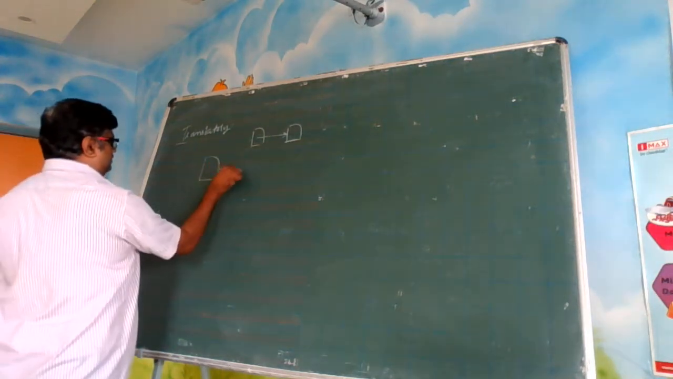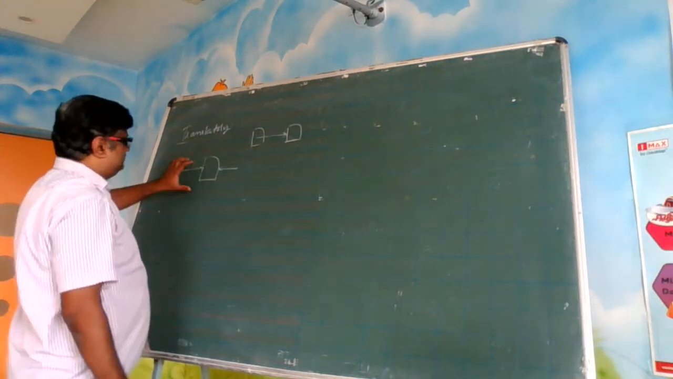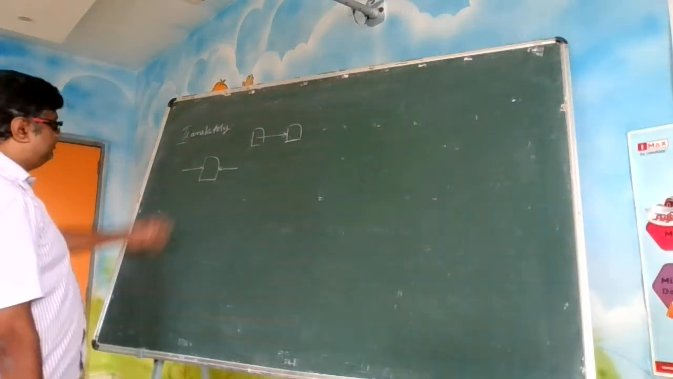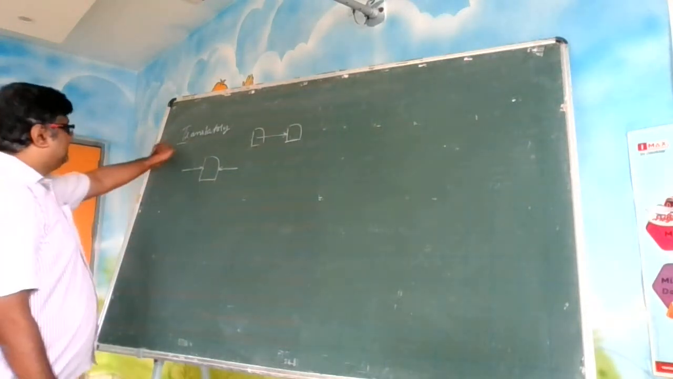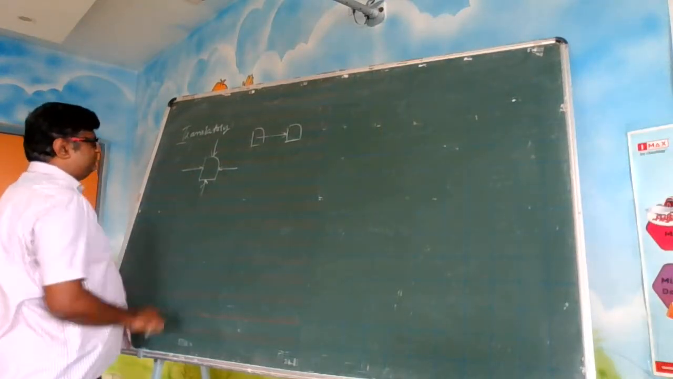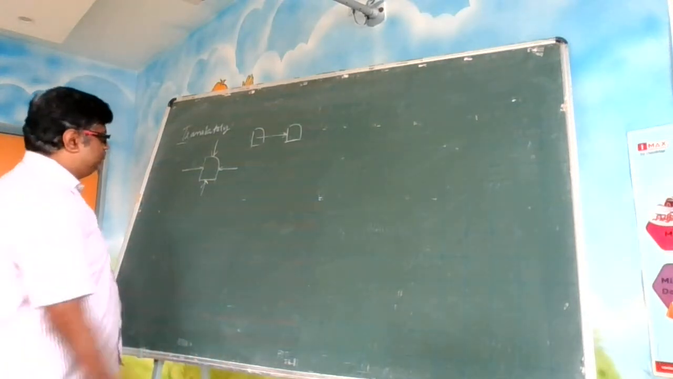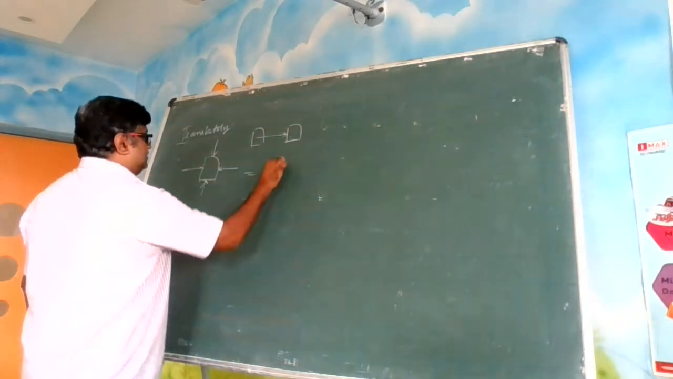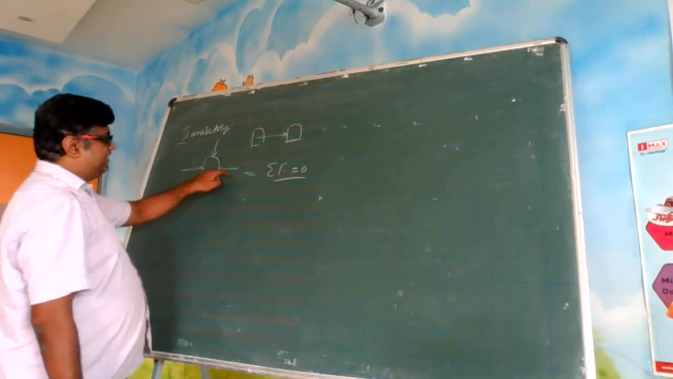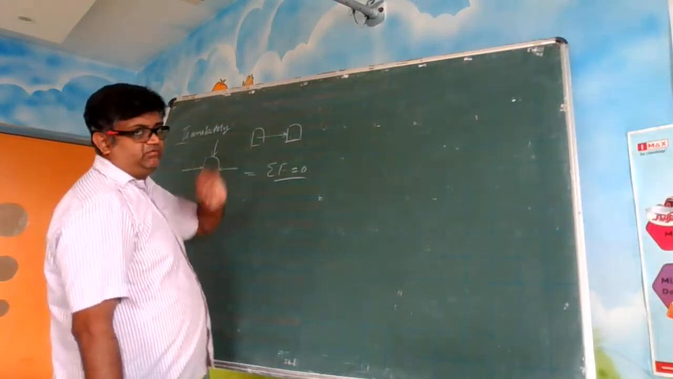Suppose there is a body and forces are acting on it. Suppose these two forces are balanced. Now this is in equilibrium. This object will not move. So this is a translatory equilibrium. Similarly, if the forces in the vertical direction are balanced, the object will not move. It is in equilibrium. So in general, sigma F is equal to 0. If this is the x direction, sigma Fx is equal to 0. If it is the y direction, sigma Fy is equal to 0.